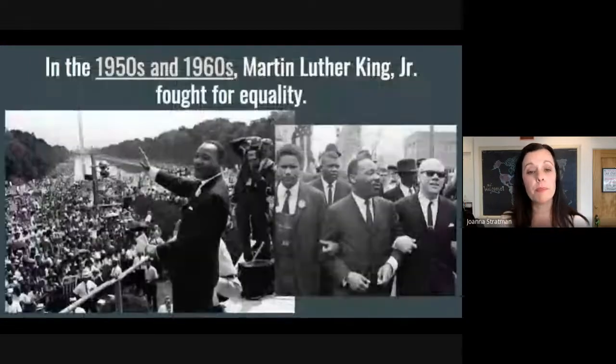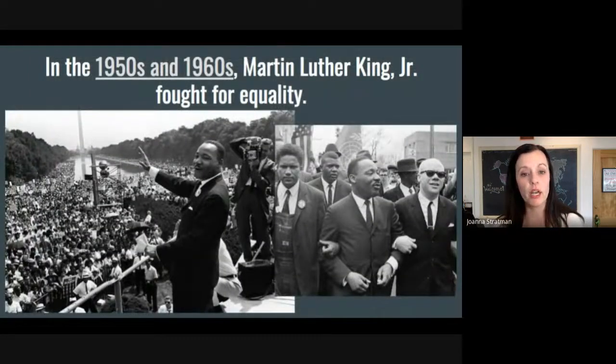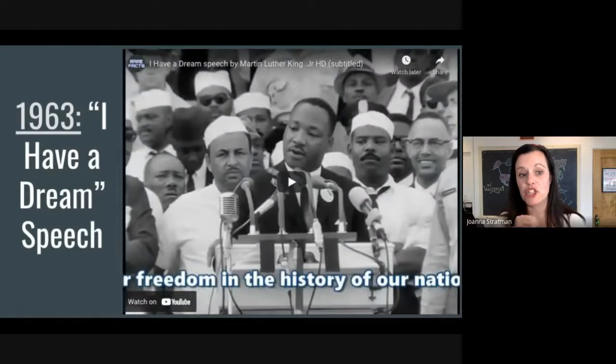And one of the people who fought for equality was a man named Martin Luther King Jr. And Martin Luther King Jr. was one of the leaders of the civil rights movement. He is also famous for giving a speech in 1963 called the I Have a Dream speech. We will watch a little bit of this speech to have a better understanding of Martin Luther King's ideas and his gifts as a speaker.